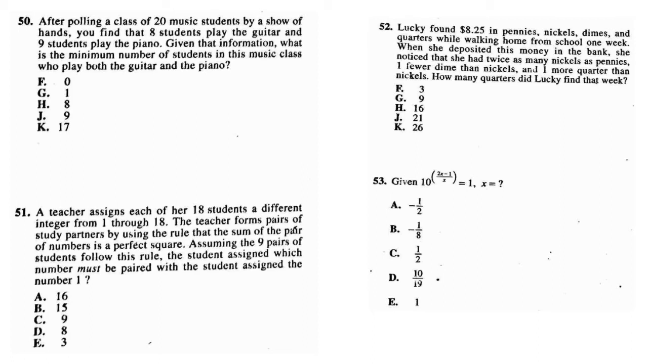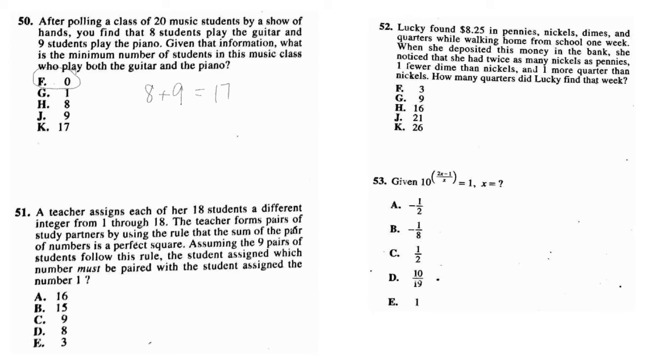Well, I think it's tricky because you've got 8 who play the guitar, and then you've got 9 playing the piano. That's only 17 of the 20 students. So technically, you could have no students playing both, because you've still got 3 students unaccounted for, and we don't know what those do. So based on just this information alone, what's the minimum number? I would say 0. So that's answer choice F, which, again, I'm not a fan of, because I think it's misleading, but oh well.